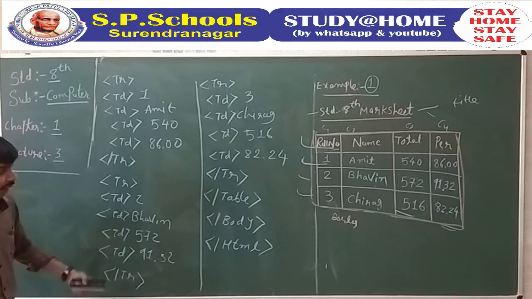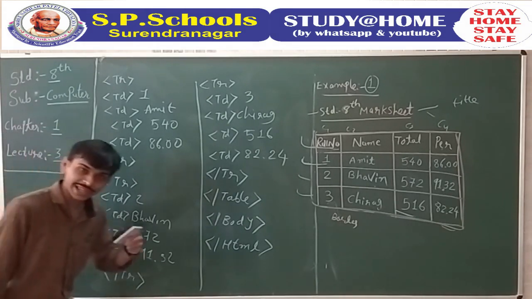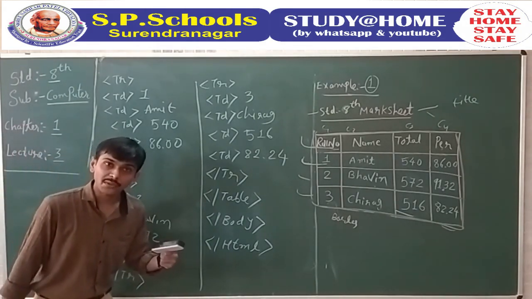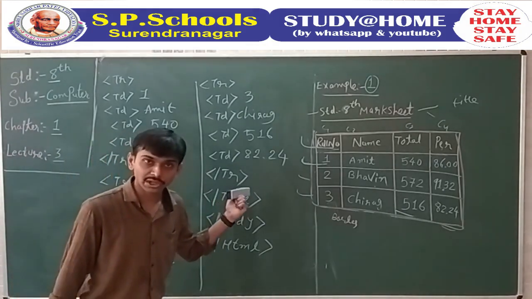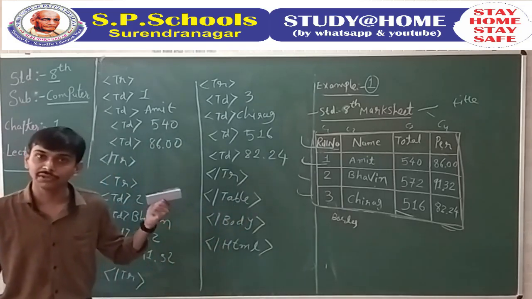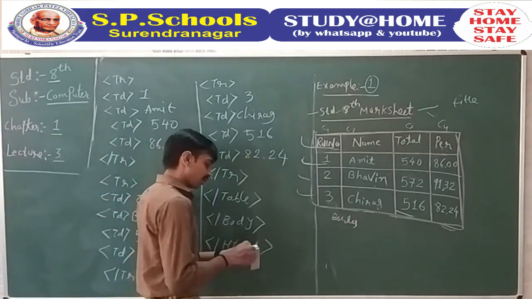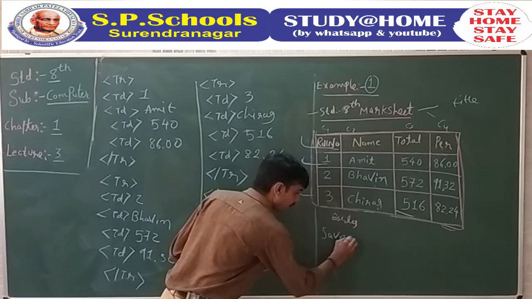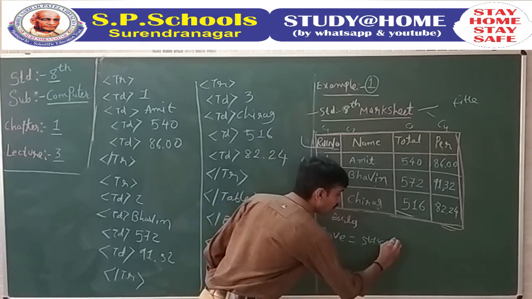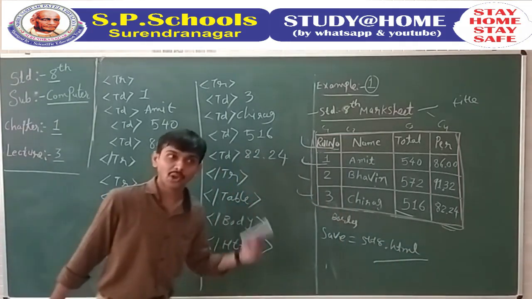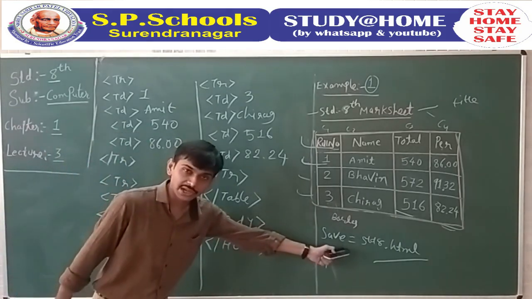Now, if I want to write this, what do we need? We need a text editor like Notepad, WordPad, or anything else. And after writing this code in the text editor, we need to save it, we need to store it in a specified location. For example, I am saving this file with the name standard8.html. I am going to save this file in my directory drive as standard8.html.